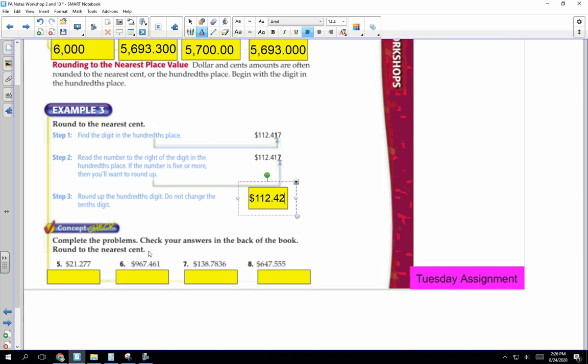Okay, let's practice some of these problems. We're going to round to the nearest cent. Make sure we put our dollar sign on here. It's really super important. So we got $21.02. We have to look, we're going to round it to this first 7. So the number to the right of it is 5 or more. So that 7 is going to round up to an 8.